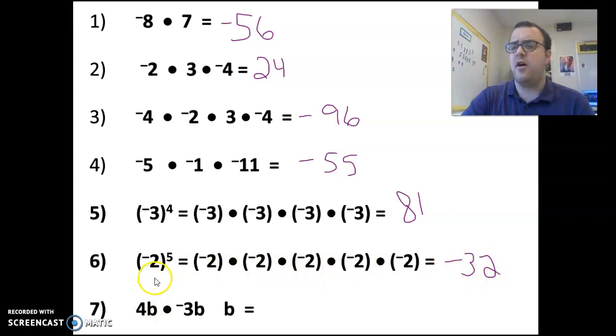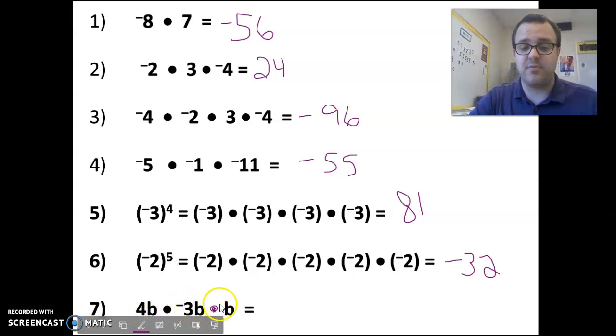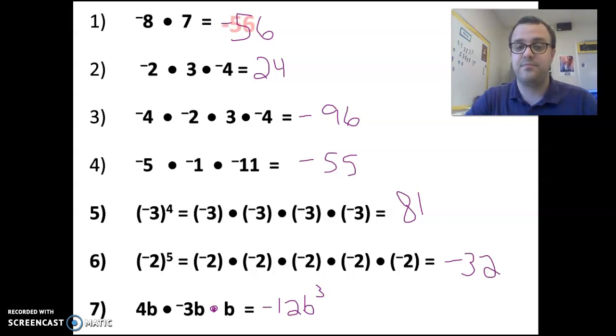What about when variables get involved? Does that mess anything up? Well, we're still just paying attention to the coefficients when we multiply them. So here, this should have a multiplication symbol right there. But I have 4b times negative 3b times b. Well, I have two coefficients really being multiplied. There's a 1 here, but it's not as important. But 4 times negative 3 is going to be negative 12. And then I go ahead and multiply my variables. Well, b times b times b, that's going to be b to the 3rd power. Right? Repeated multiplication, I'm multiplying b 3 times.